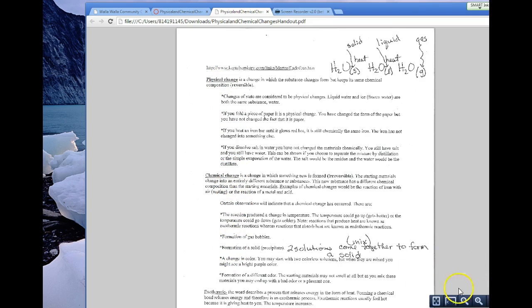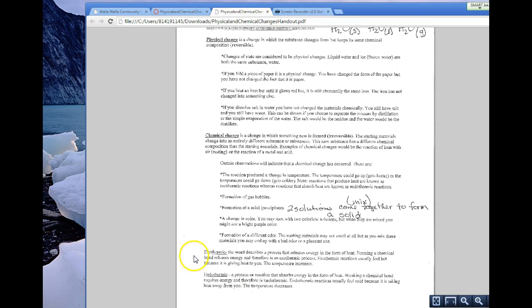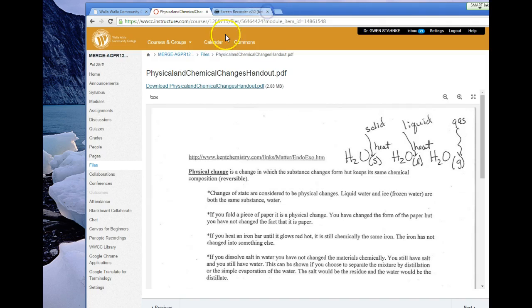And then the last thing on here, I'll go ahead and move this up, is just what exothermic and endothermic reactions are. Exothermic describes a process that releases energy in the form of heat. So when we form a chemical bond, it releases energy and is an exothermic process. So it's going to feel hot. Endothermic is a process or reaction that absorbs energy. So breaking a chemical bond requires energy and therefore is endothermic. So making a bond is exothermic, breaking a bond takes energy, is endothermic. And that is all I want to talk about on that sheet.